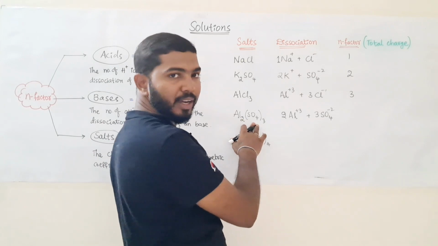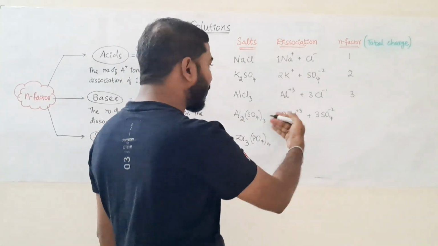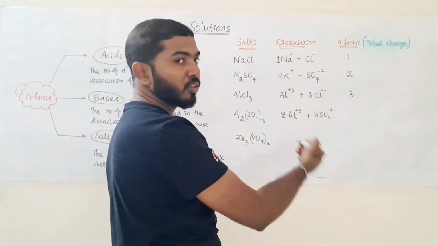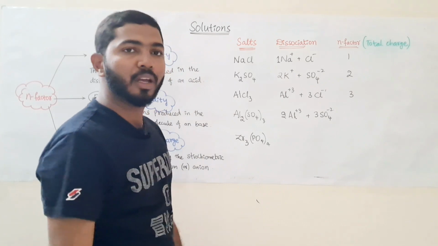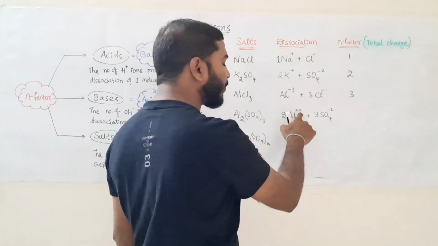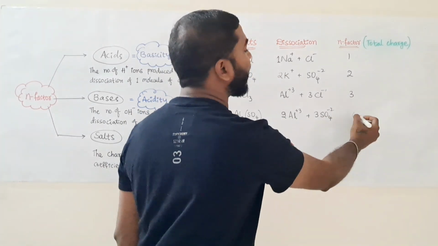And then aluminium sulfate, that is Al2(SO4) taken thrice. Upon dissociation we are going to get 2 aluminium ions and 3 sulfate ions. So what is the N factor for this particular salt? Please have a guess. If you can see the total charge for this one, that is the charge multiplied by its stoichiometric coefficient, it is going to be 6.